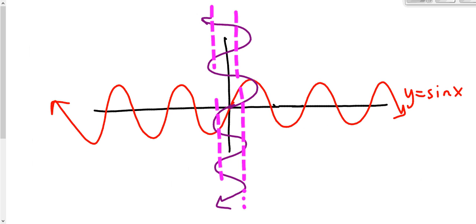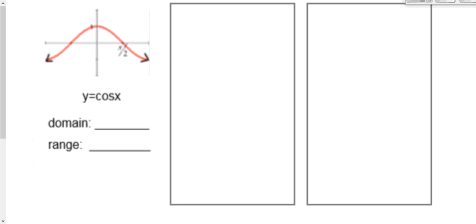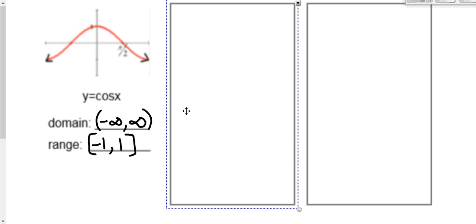Okay, so let's move on to the cosine graph. So we know what cosine looks like. It would continue on and on horizontally, and its domain would be negative infinity to infinity, and its range would be -1 to 1, just like the sine graph. So, just like with the sine graph, we're going to have to limit it to just a small piece if we're going to find an inverse of it.